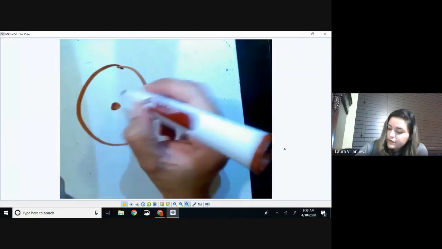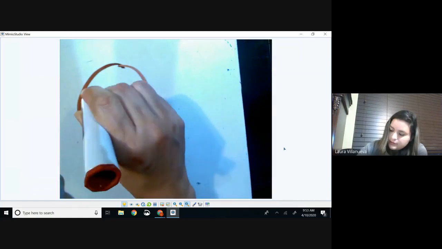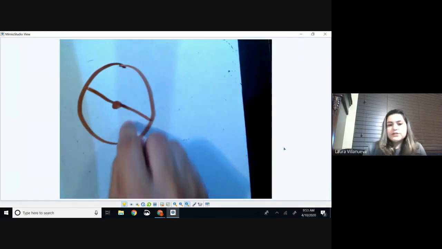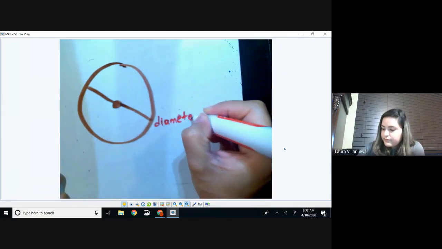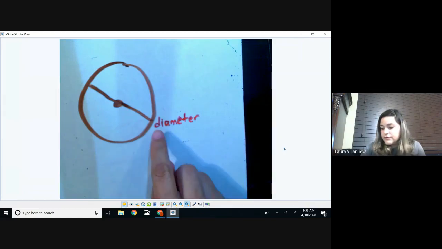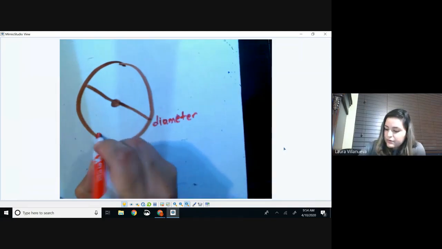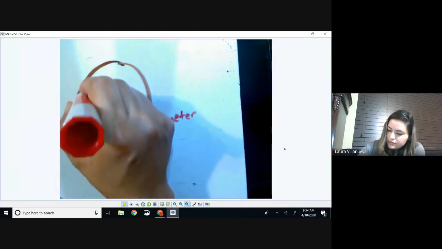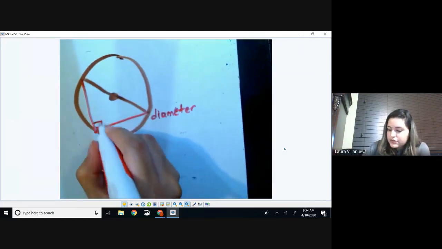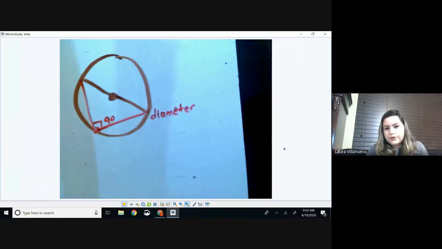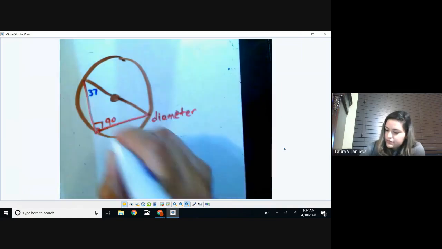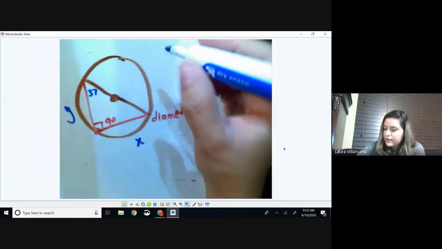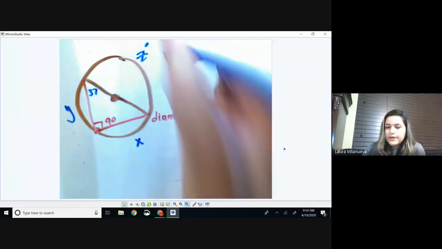Now, if you have a line that passes through your center, that means that this line is your diameter, right? So that means that whatever angle that intercepts your diameter is going to equal to 90. Okay? If they give you another angle from that triangle, you can pretty much get everything. So let's do this one to be X, this one to be Y, and this one to be Z. So we can find all of them.